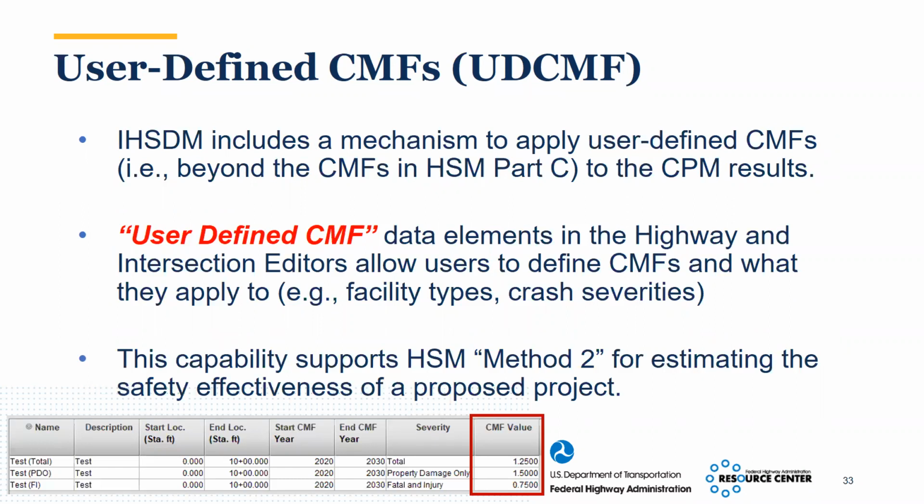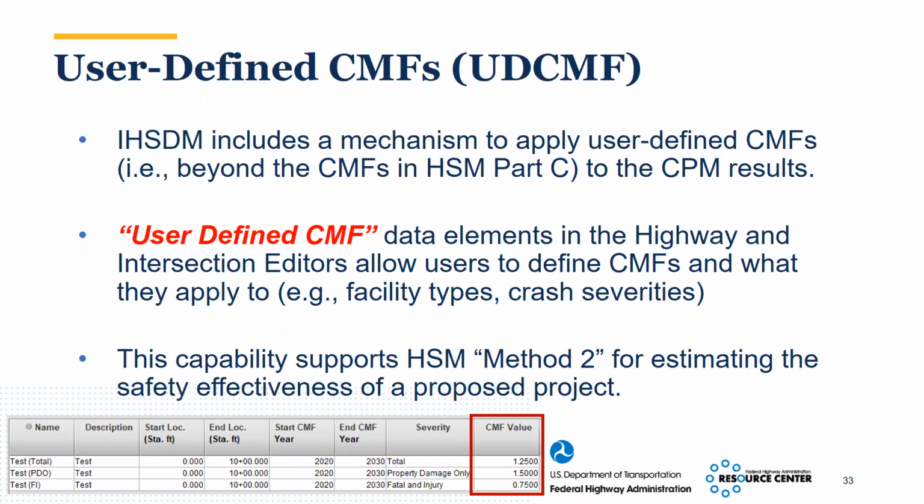So in IHSDM, we've added these user-defined CMFs. If on your project you've identified one or more crash modification factors that you want to apply to the HSM Part C results that you're getting from IHSDM, it allows you to define those. We can call those external CMFs, or we call them user-defined CMFs here. They are data elements in the data editors, and again, you'll see that in a few minutes when we do a demonstration.